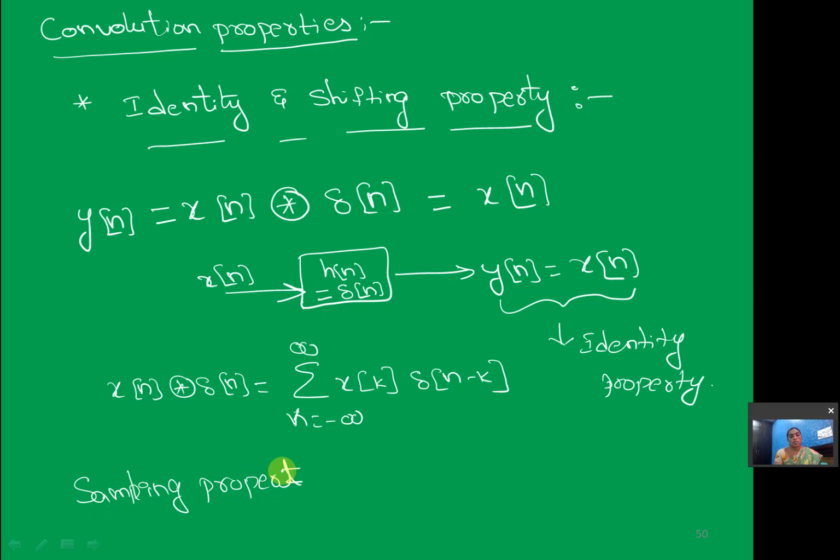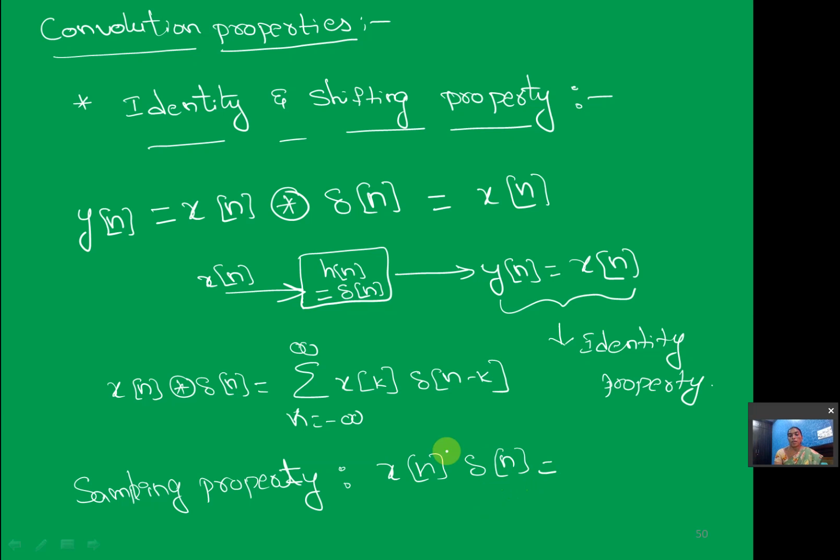Sampling property means we have the impulse signal properties. This is one of the properties of the unit impulse signal, the sampling property. If you multiply x of n into del of n, what is the resultant one? What is del of n? Del of n is equal to 1 at n is equal to 0 only, otherwise 0. That means it exists only at n is equal to 0.